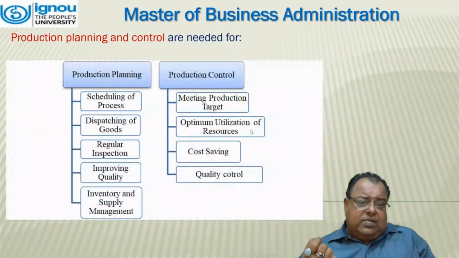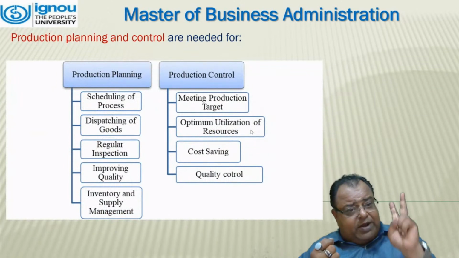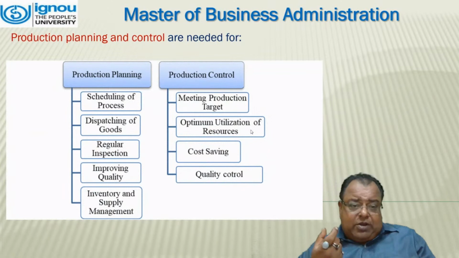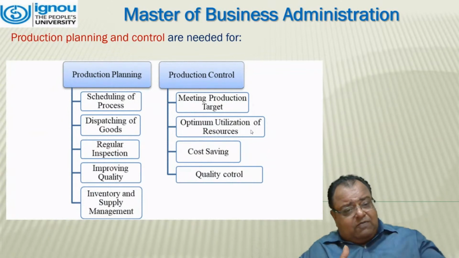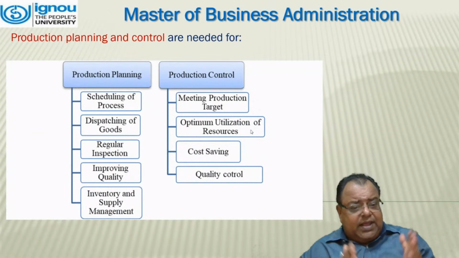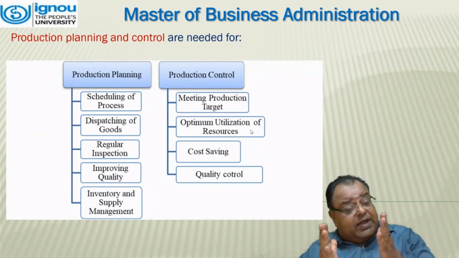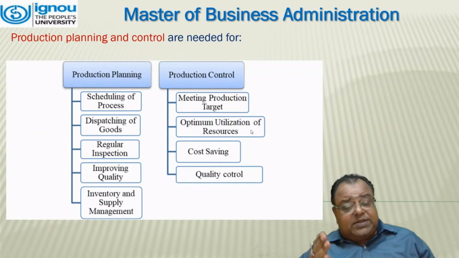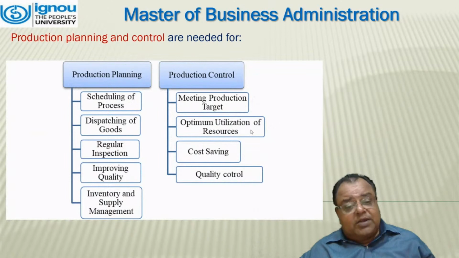If we talk in terms of breaking this part, production planning and control has two components, that is production planning and production control. Production planning includes scheduling of processes, dispatching of goods, regular inspection, improving quality, and inventory and supply management. And production control means meeting production targets, optimum utilization of the resources available, cost saving, and quality control.